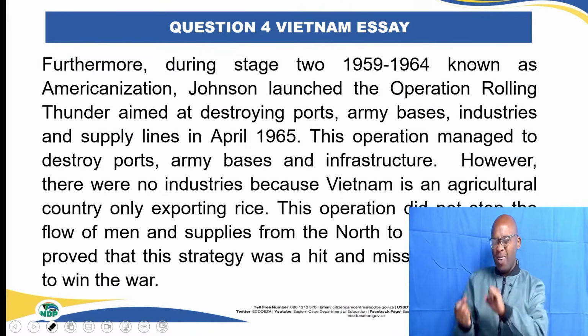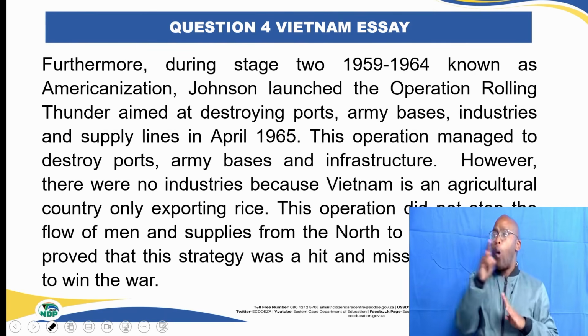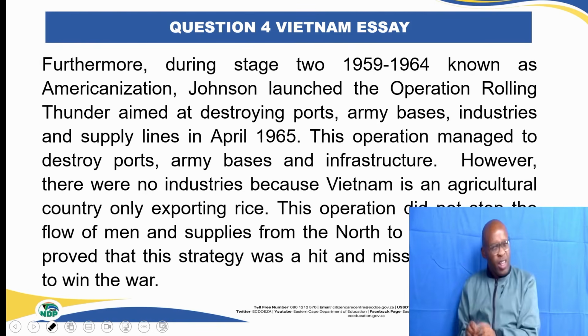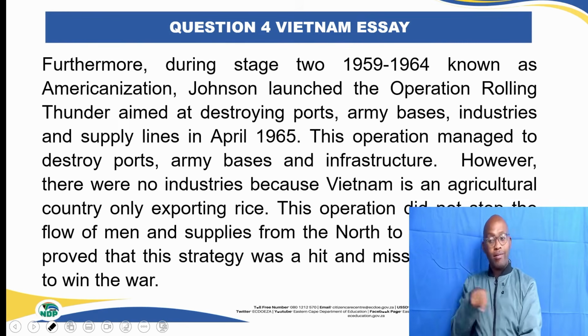Then there was stage 2 of the war, in which the Americans launched Operation Rolling Thunder. This was the aerial bombing which aimed at destroying the ports, the army bases, industries and army supplies in April 1965. This operation was successful in destroying the ports, the army bases and the infrastructure, but for the industries, it failed because Vietnam was an agricultural country which was exporting rice.